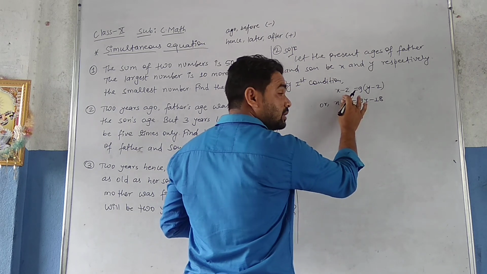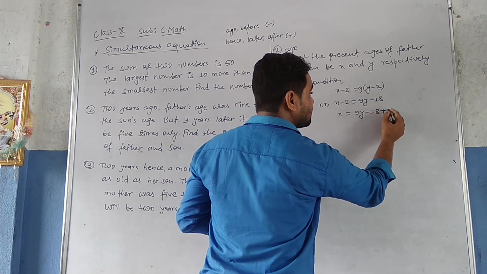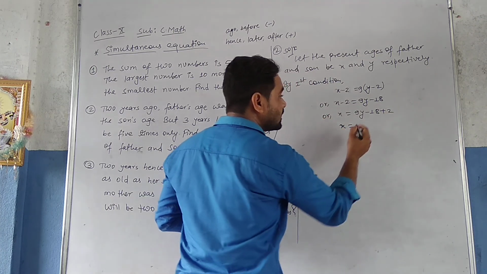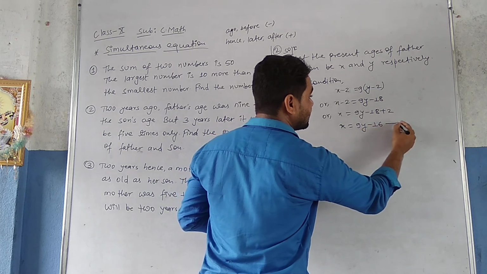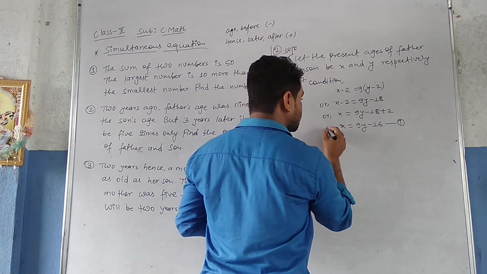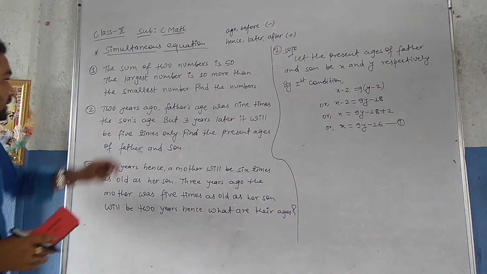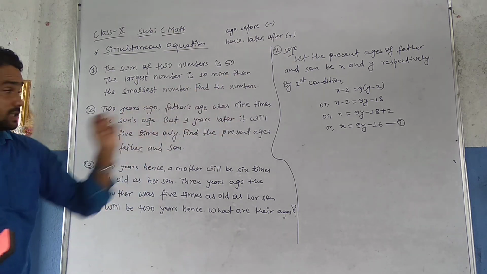Then we can make x equals 9y. This minus 2 on this side becomes plus: minus 18 plus 2. So we get x equals 9y minus 16. Suppose this is the first equation. Up to this, we have completed the first condition.